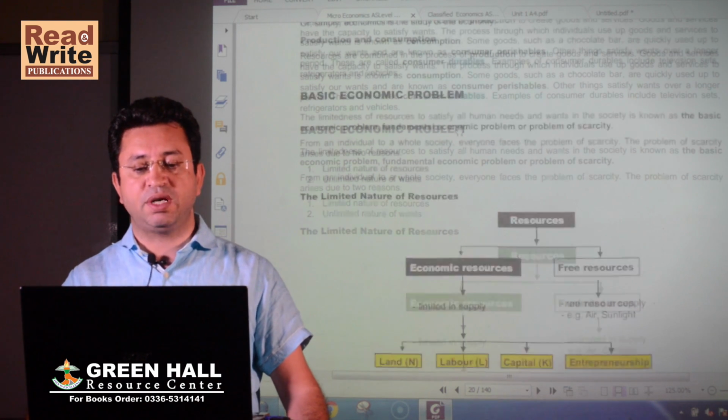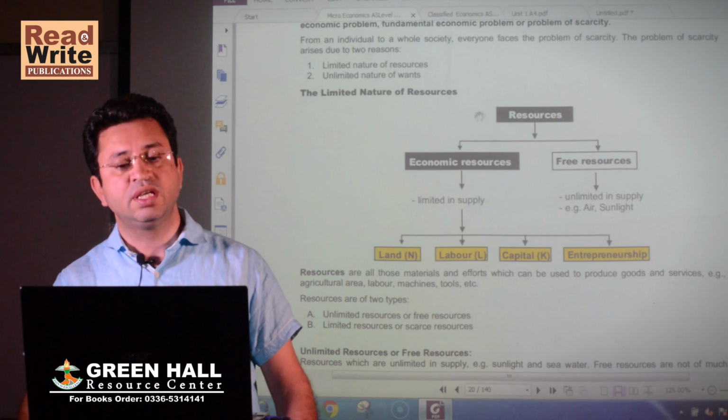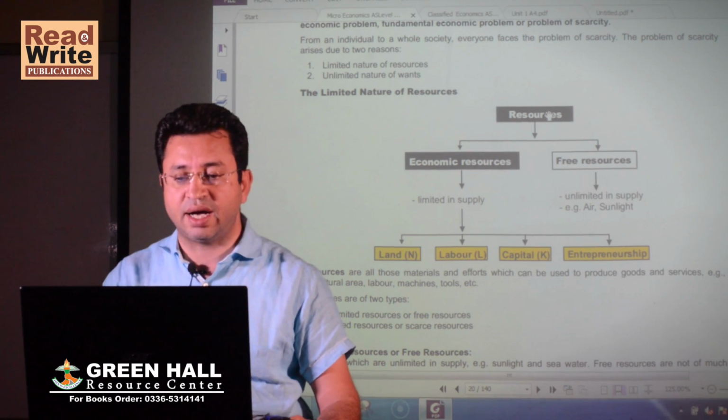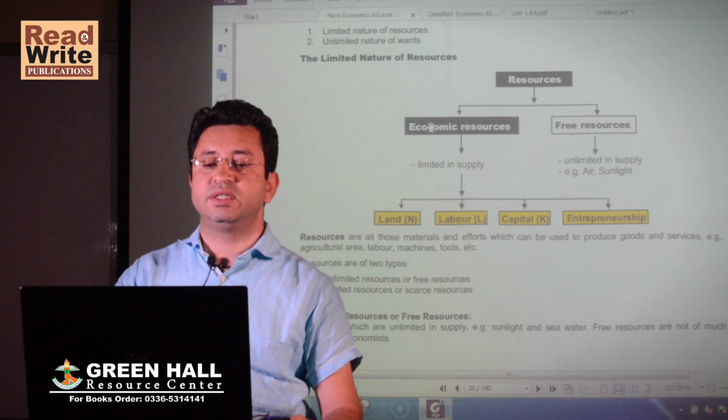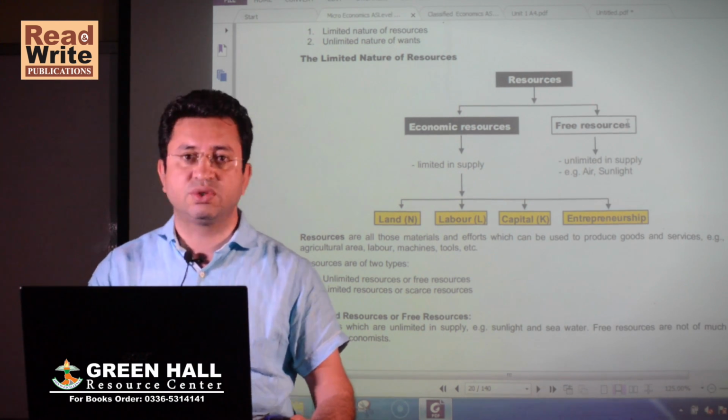Talking about the basic economic problem, we have two ends. One is the resources, the other is wants. So we need to look at the resources in detail now. Resources are subdivided, categorized into economic resources and free resources. Let's talk about free resources first.